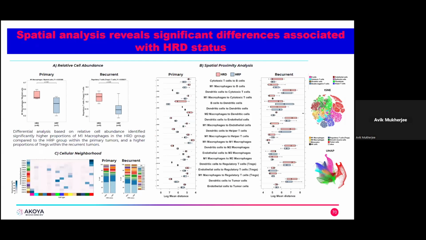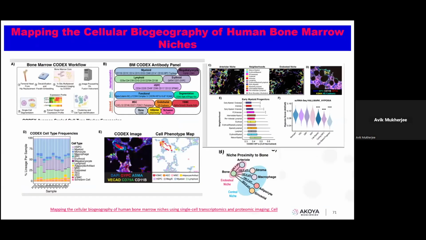Now more and more studies are going beyond proteomics, adding proteomics with single-cell RNA-seq. This is an example where they were mapping the cellular biogeography of the human bone marrow niches with single-cell RNA-seq on a sister section, or a serial section, and PhenoCycler-Fusion on the other serial section. You can see the different antibody panels and how they did the proximity analysis and the violin plots to look at the expression and the functional states of the cells.